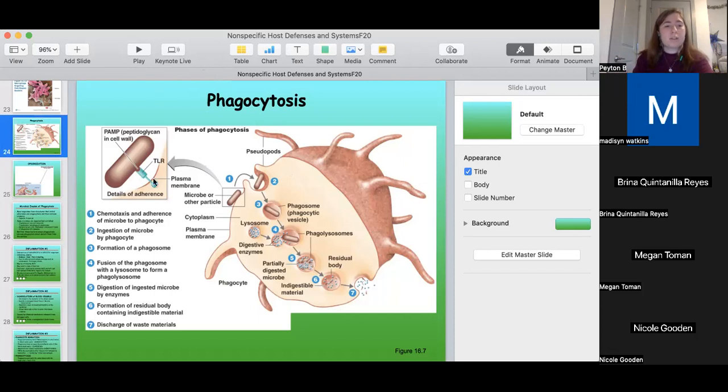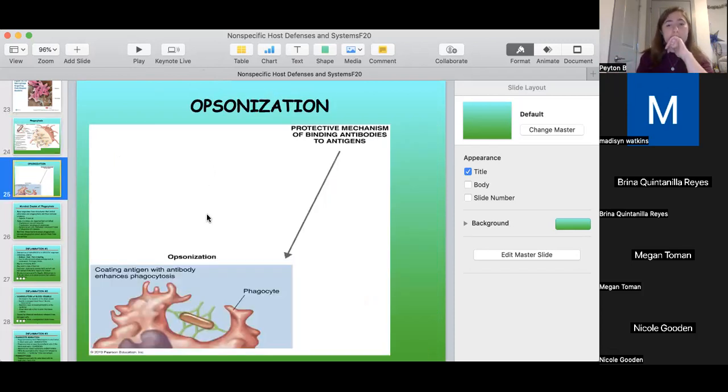Let's go over opsonization real quick while we're here. So opsonization, and again, I asked this earlier, but what kind of antibody helps with opsonization? Like which kind of antibody is an opsonin? Yep, IgG. IgG does a lot. IgG antibodies are fantastic. They're the little Y-shaped ones.